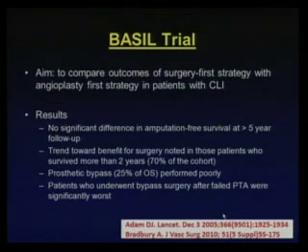The aim of BASIL Trial is to compare the outcome of surgery versus angioplasty. The result, there are no difference between two approaches at 2 years and at 5 years. This is important. There are trends towards benefit for surgery if the patient lives longer than 2 years. And we are talking about bypass using vein. When we use PTFE or prosthetic, they do pretty poorly. In fact, some of them, the outcomes are worse than endovascular.